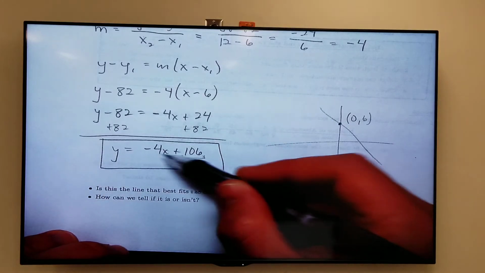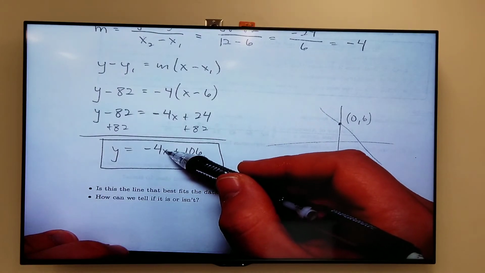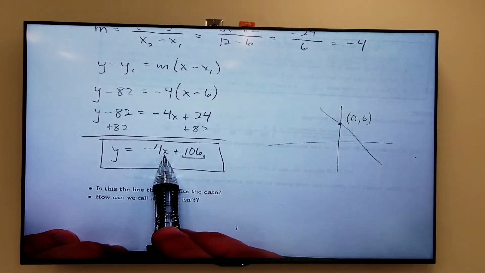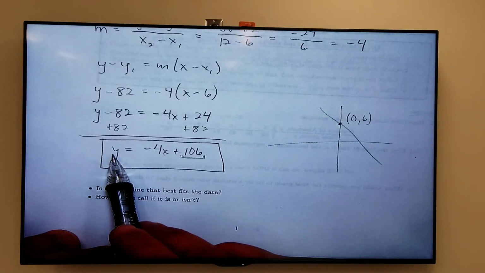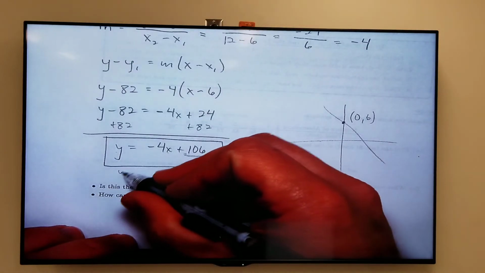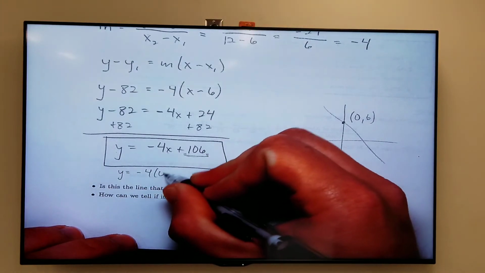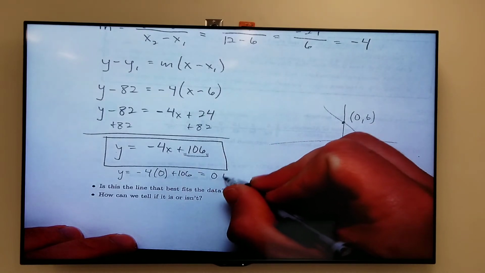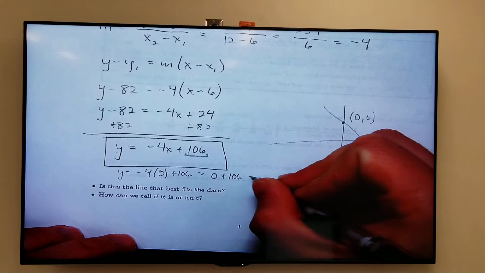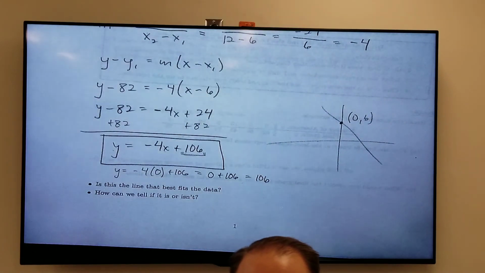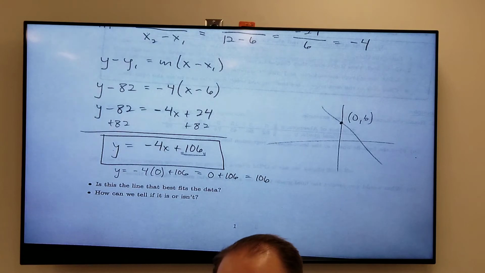And what this line is predicting is that if you never miss class, if the number of absences is 0, you could plug in 0 to figure out what your final grade y would be. And if you plug in 0 here, you get y equals -4 times 0 plus 106. Well, -4 times 0 is just 0, and 0 plus 106 is 106. So what this line is predicting is that if you miss class 0 times, you'll end up with 106% in the class.